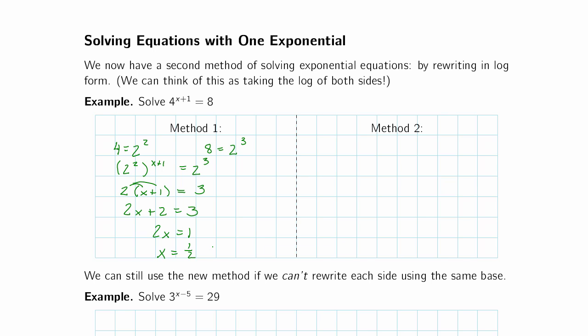We now have another method using the log. And we can think of this method in two ways. We can think of it as taking the log base 4 of both sides, choosing base 4 because that's the base of my exponential. And then we can think, well, the log base 4 of 4 to the something is just the something. Or we can think the log and the exponential cancel out. And on the left we get x plus 1. And on the right we get log base 4 of 8.